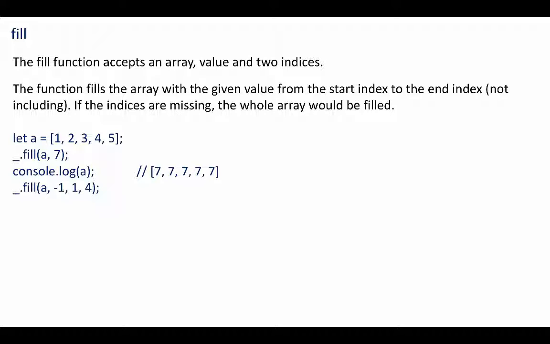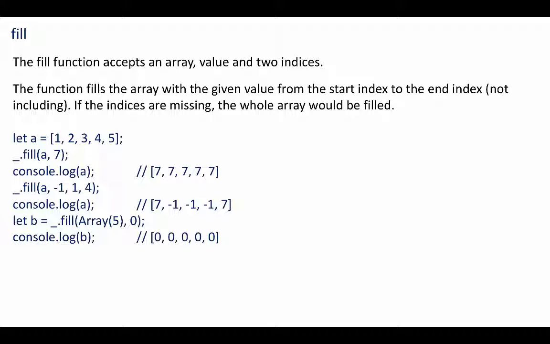And if we take this line, _.fill a with -1, 1, and 4, now the a array would be filled with -1s, but from the index 1, 2, and 3, not including 4. So printing a would look like that. And we can do it with an anonymous array. For example, let b equal _.fill, and now I'm using the standard JavaScript constructor for array. I'm creating here an empty array, just an array of 5 undefined, and 0, and now the b array would be filled with 5 zeros. Take a note that the fill function changed the original array and also returns it. So here b gets the value.